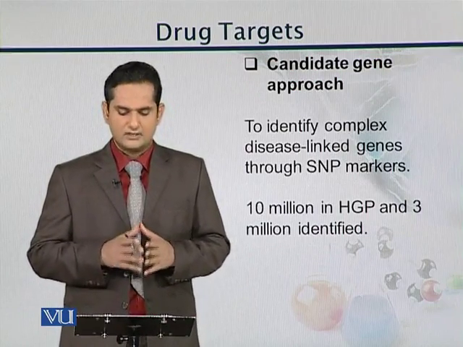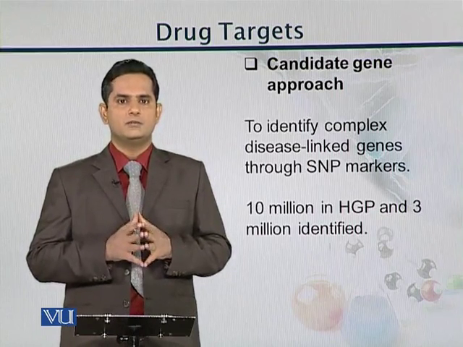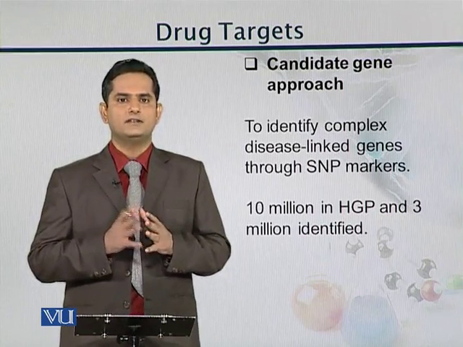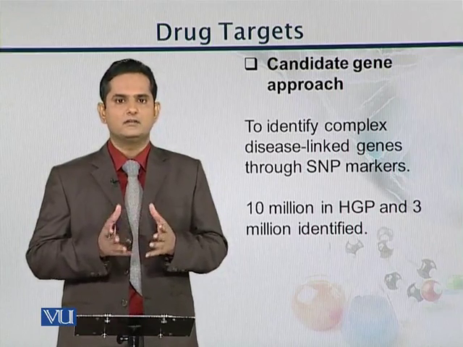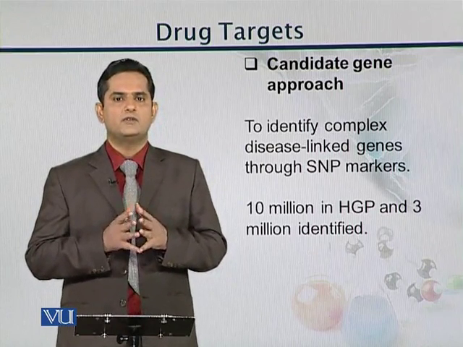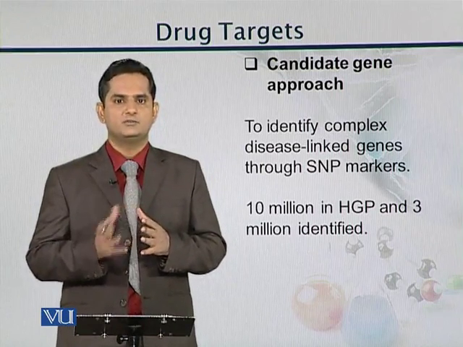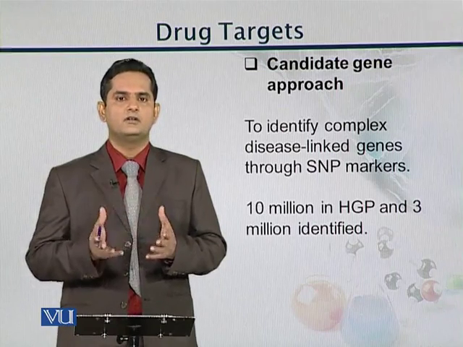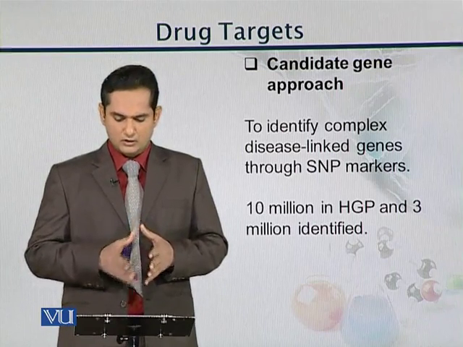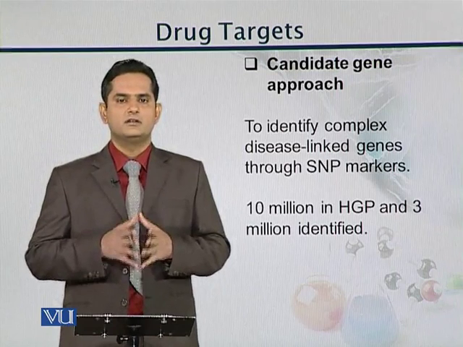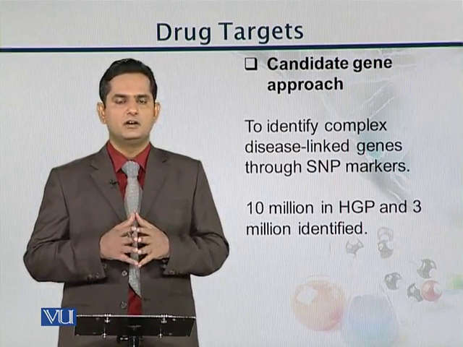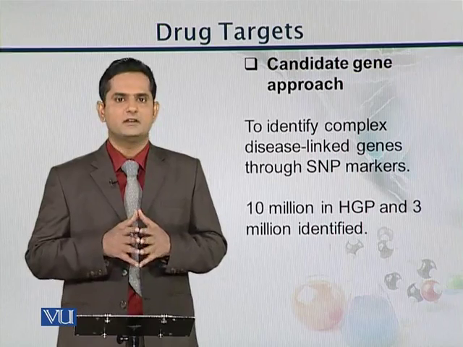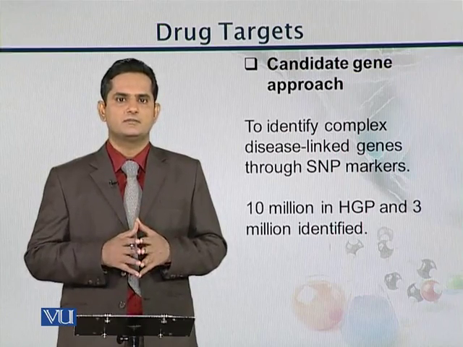The other thing is the candidate gene approach. In the candidate gene approach, we want to find SNPs so that, with the help of those SNPs, we can find out which genes are responsible for disease generation. In the human genome project, there were roughly 10 million genes. Out of those, 3 million have been identified for this purpose.